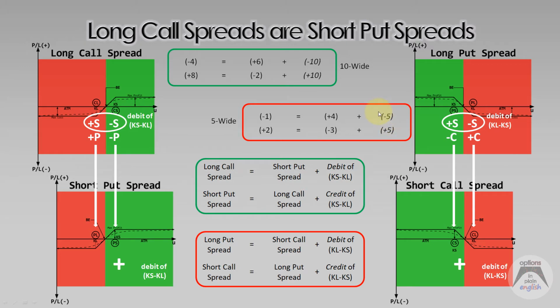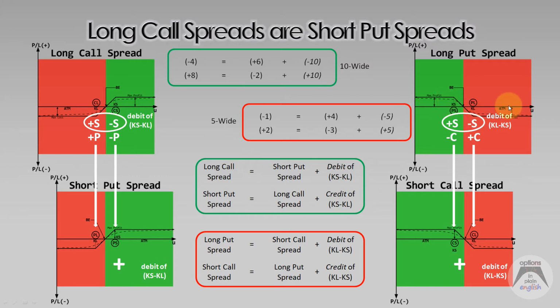So you would have -5. So -1 equals +4 minus 5. So what does this mean? It means that if you have the price here and you want to buy the put spread from PL to PS, you're going to have to pay $1 for it, and it can expand to 5.